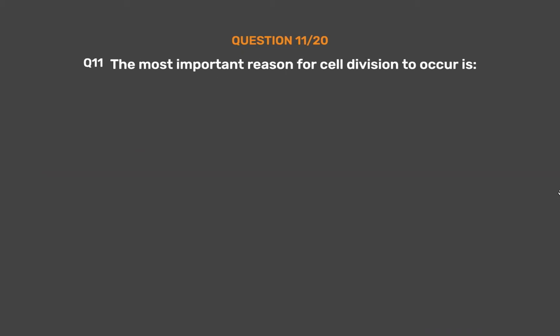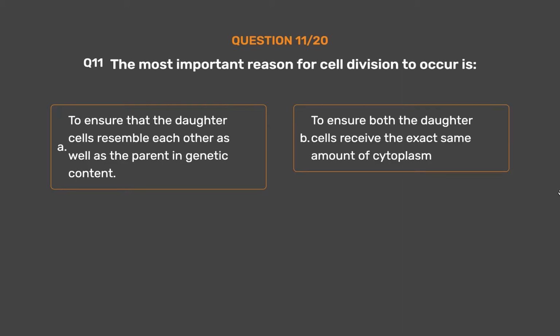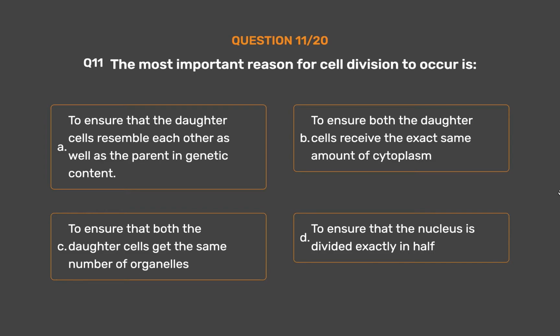Question number 11. The most important reason for cell division to occur is: Option A. To ensure that the daughter cells resemble each other as well as the parent in genetic content. Option B. To ensure both the daughter cells receive the exact same amount of cytoplasm. Option C. To ensure that both the daughter cells get the same number of organelles. Option D. To ensure that the nucleus is divided exactly in half.